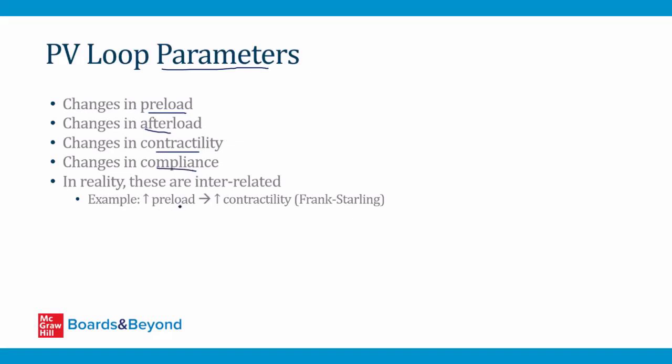Now keep in mind, in reality, all these things are interrelated. So for example, when you increase the preload, you stretch the myocytes, and that raises contractility by the Frank-Starling mechanism. But in these examples I'm going to show you in the next few slides, we're trying to consider what would happen if you modified preload in isolation and there was no subsequent change to contractility. That's the way to think about these pressure volume loop type problems.